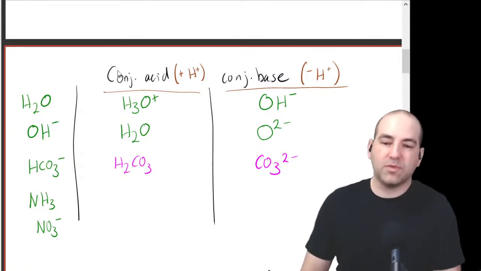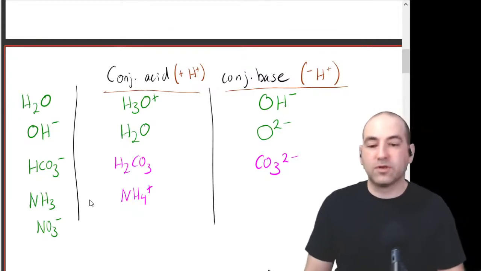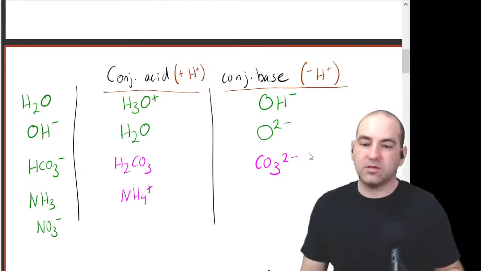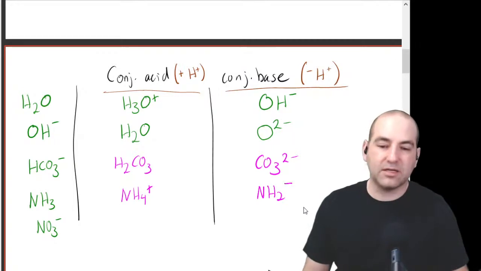All right, ammonia, we did this one earlier. If we add hydrogen to ammonia, we get NH4+. But what happens if we lose hydrogen from ammonia? We didn't do this. Then we get NH2, and it's got to be -1.